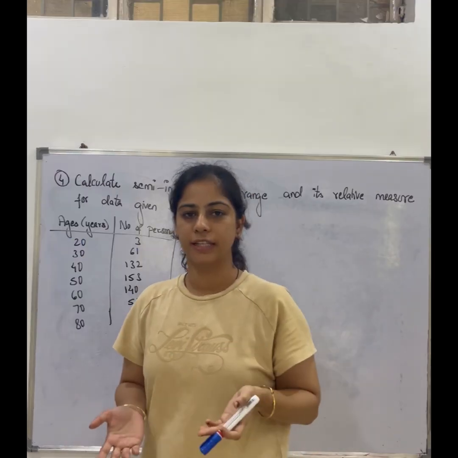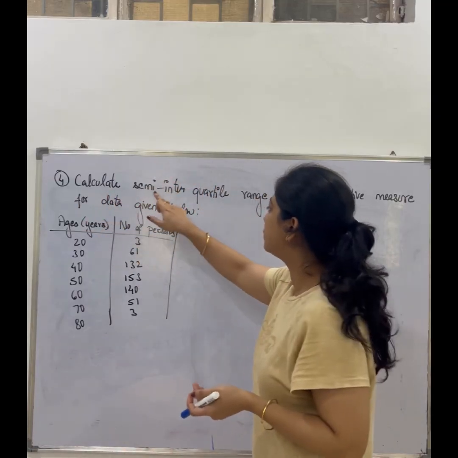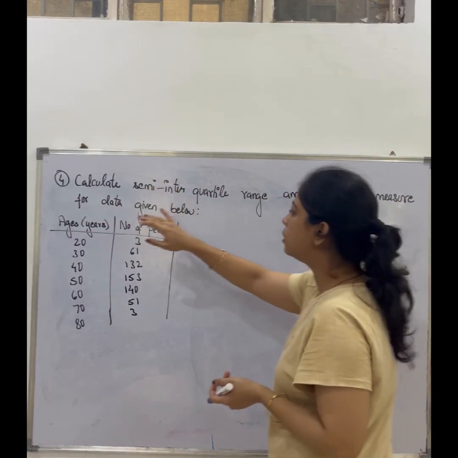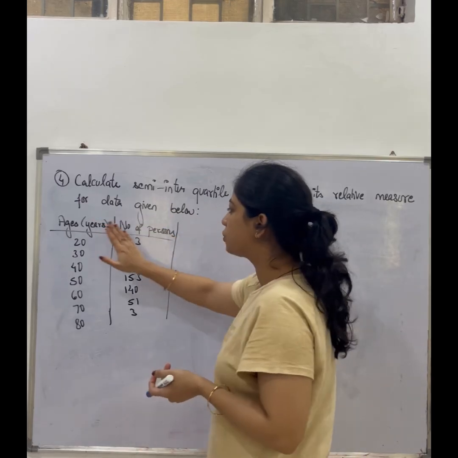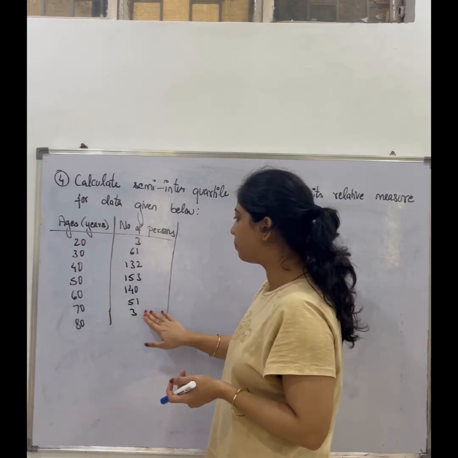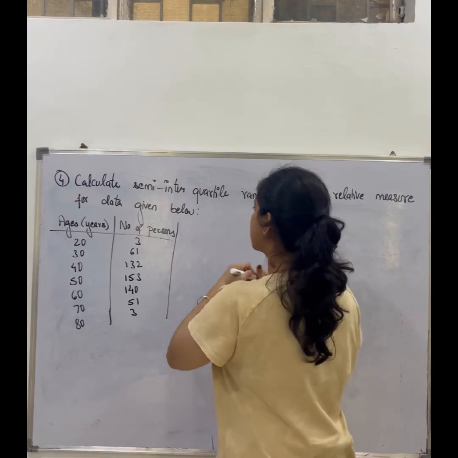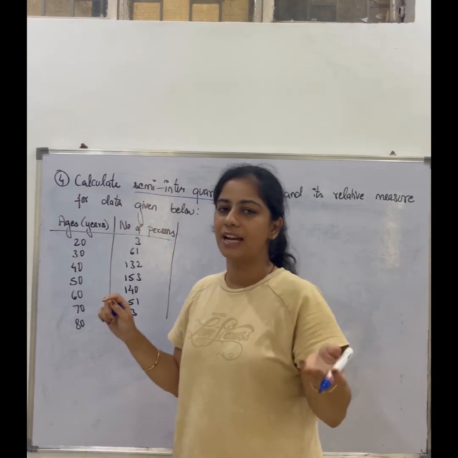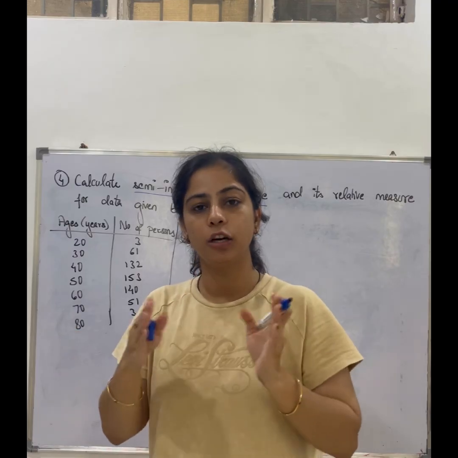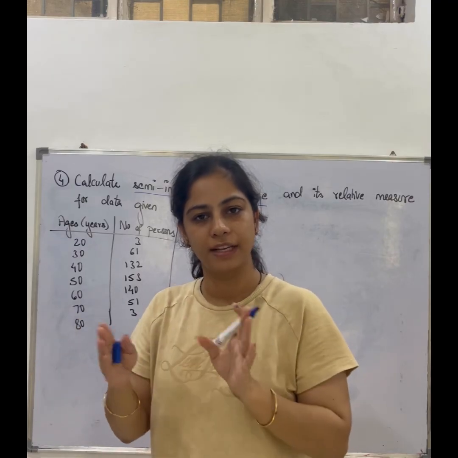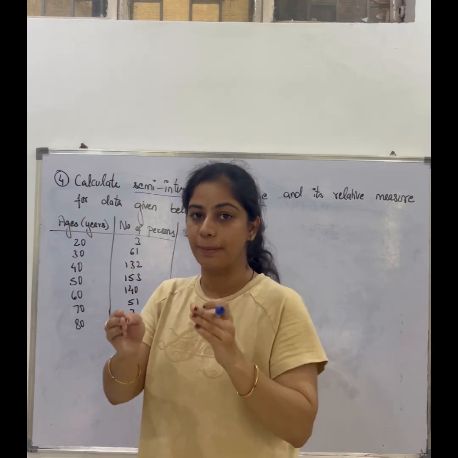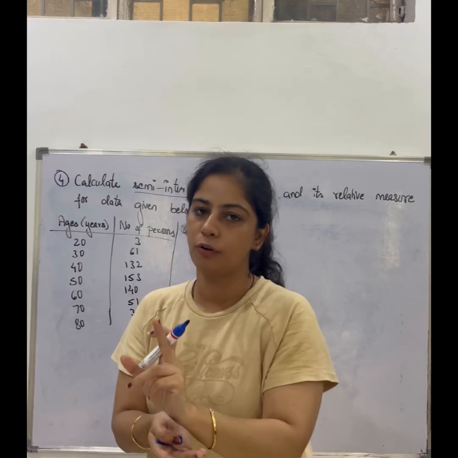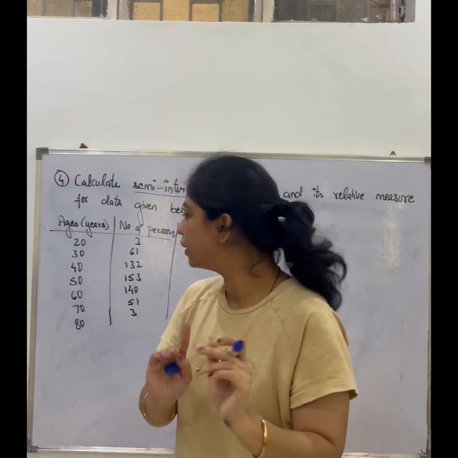Let's look at the next question. Calculate semi-interquartile range and its relative measure for the following data. So we have ages given to us, number of persons given to us, and they are asking us to find semi-interquartile range. As we have already seen the formula, interquartile range is nothing but Q3 minus Q1. Since they have added semi, which means half, right? So you need to take the quartile deviation formula, Q3 minus Q1 by 2.